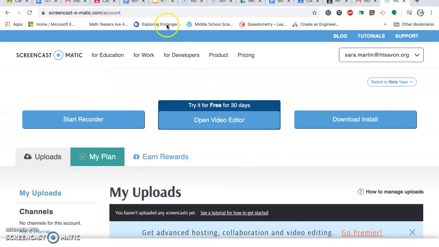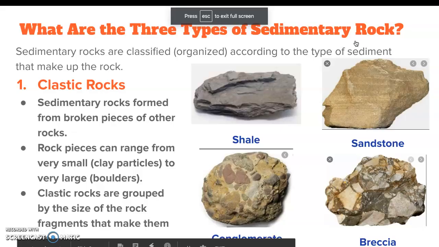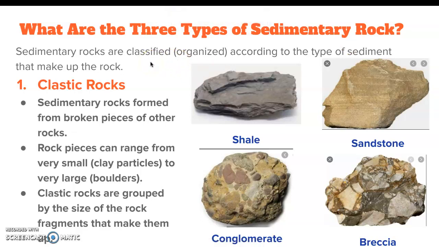Okay, I'm back for the second part of our lecture. And here was where we left off, the three main types of sedimentary rock. So the sedimentary rocks are going to be classified, or organized, according to the type of sediment that makes up the rock.